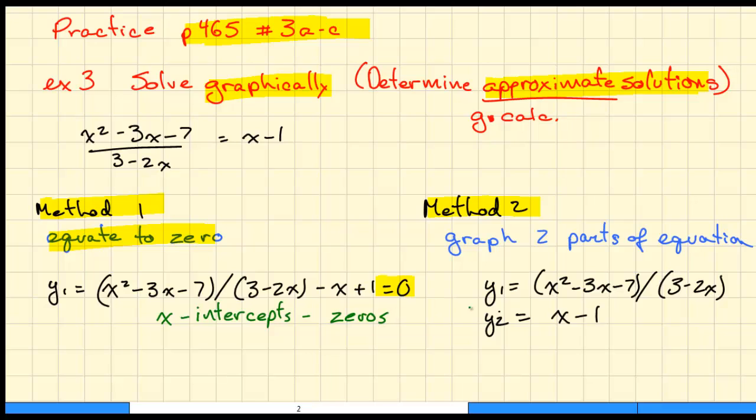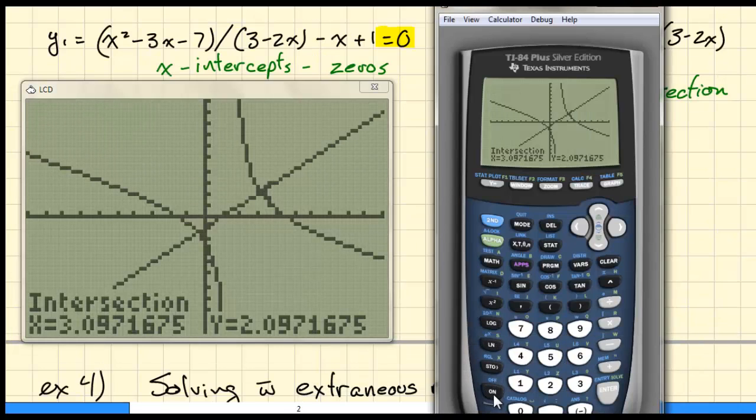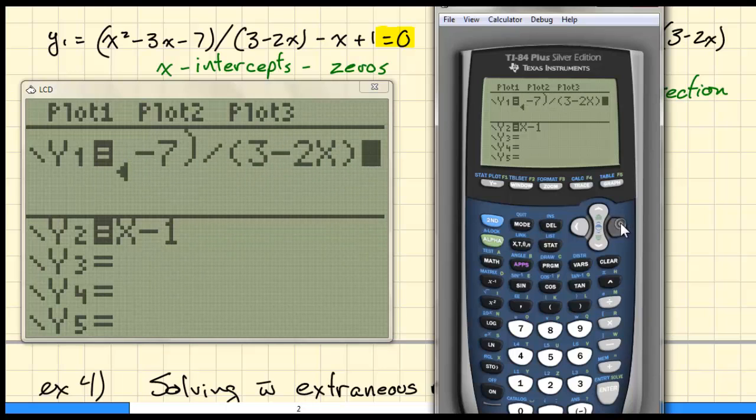The zeros. In this method, we're going to be looking for the points of intersection of the two graphs. Either way, we're going to get the same x values. Now, the biggest thing to do when you're using your graphing calculator is to make sure that you plug things in carefully. So I've already done that here. I've got x squared minus 3x minus 7, close the bracket, and divide by 3 minus 2x, good. And then I want to subtract x, I'm going to go minus x and plus 1.